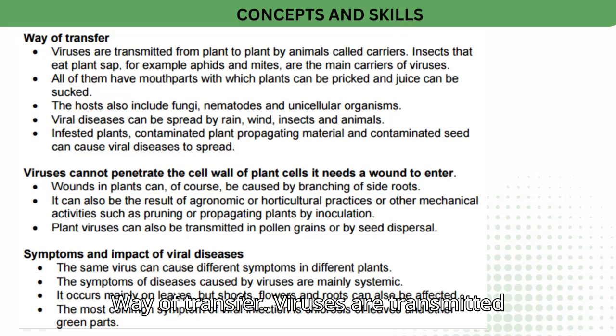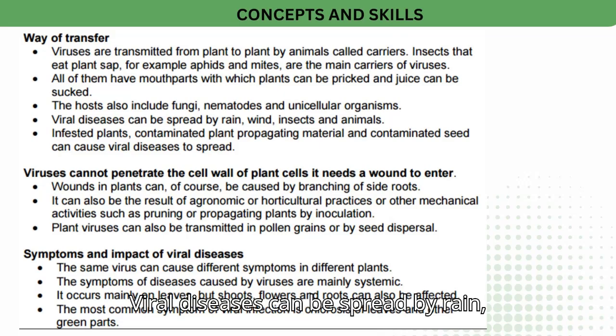Way of transfer. Viruses are transmitted from plant to plant by animals called carriers. Insects that eat plant sap, for example aphids and mites, are the main carriers of viruses. All of them have mouthparts with which plants can be pricked and juice can be sucked. The hosts also include fungi, nematodes, and unicellular organisms.